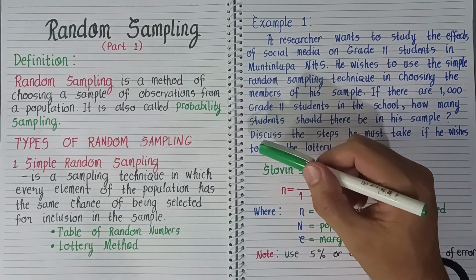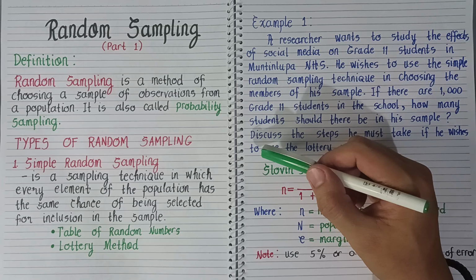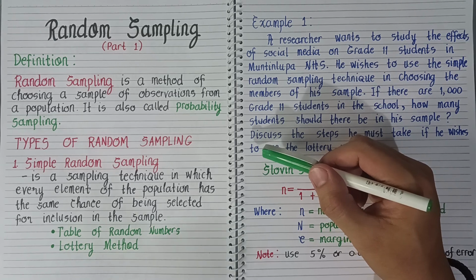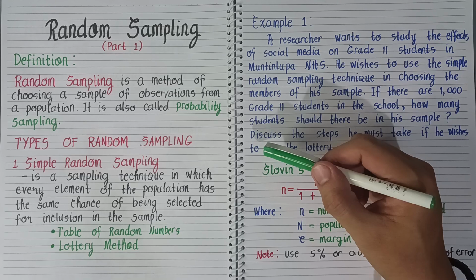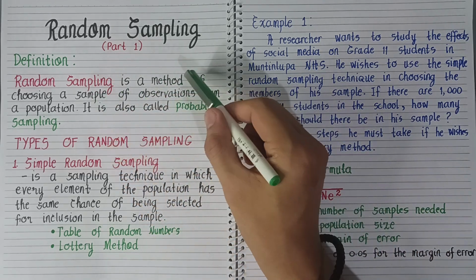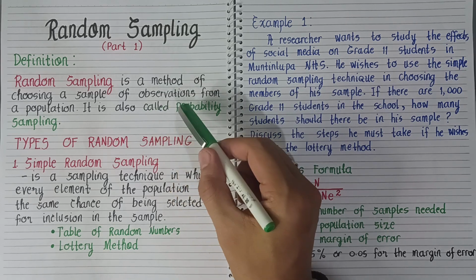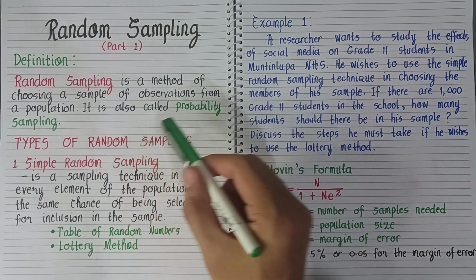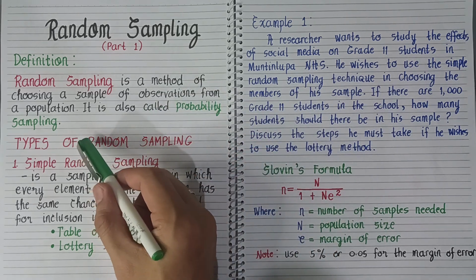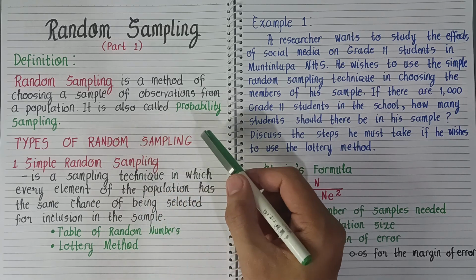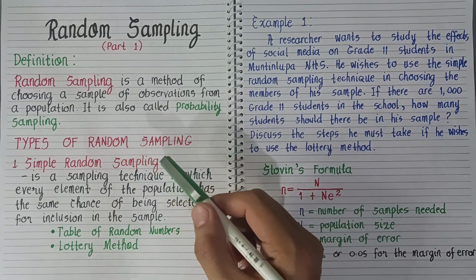A researcher prefers to achieve unbiased results in his or her study. And one of the best ways to fulfill this is through the use of random sampling. Okay, let's define what is random sampling. It is a method of choosing a sample of observations from a population. Sometimes it is also called probability sampling.